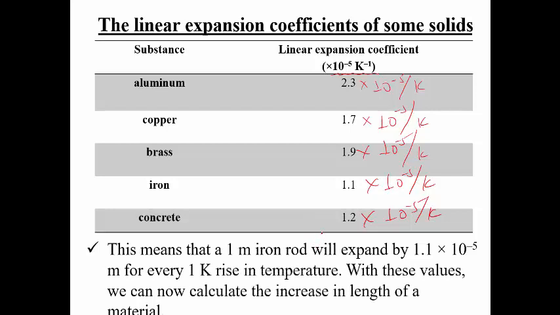And the definition of this expansion coefficient is that a 1 meter iron rod expands by 1.1 times 10 to the power of -5 meter for every 1 Kelvin rise in temperature. That means if the temperature of the iron increases by 1 Kelvin, the rod will increase by 1.1 times 10 to the power of -5. Therefore, this expansion coefficient indicates how much the substance increases per Kelvin.